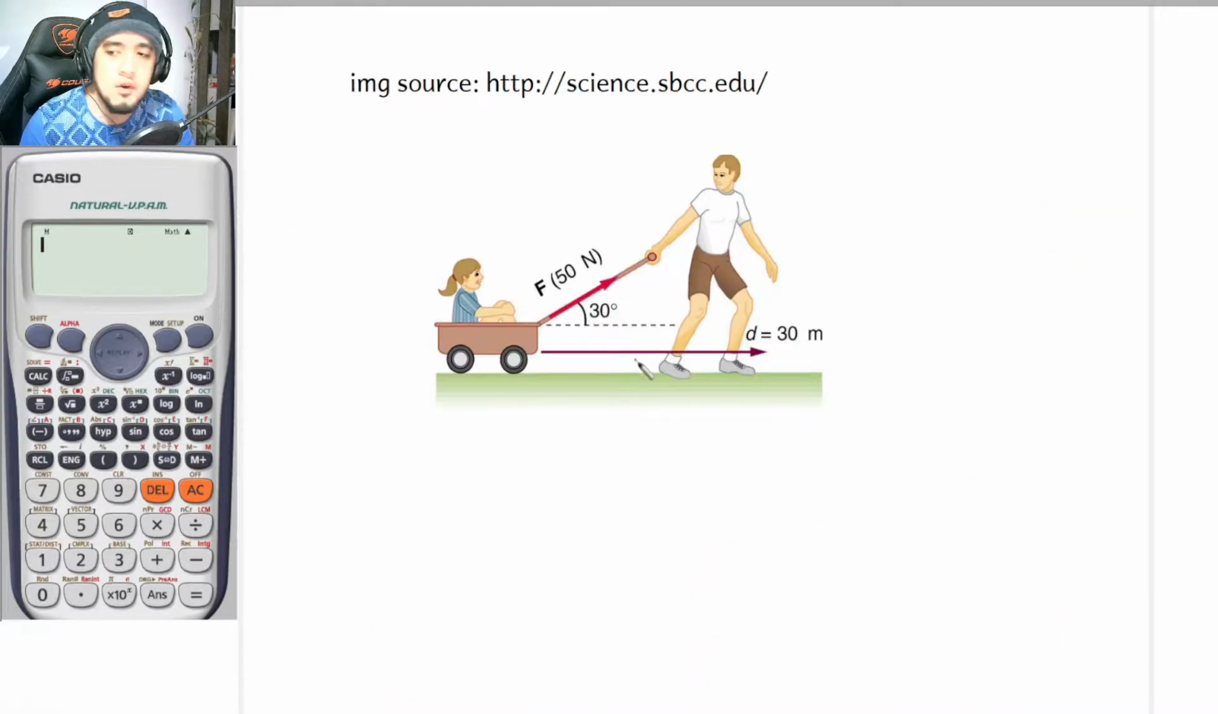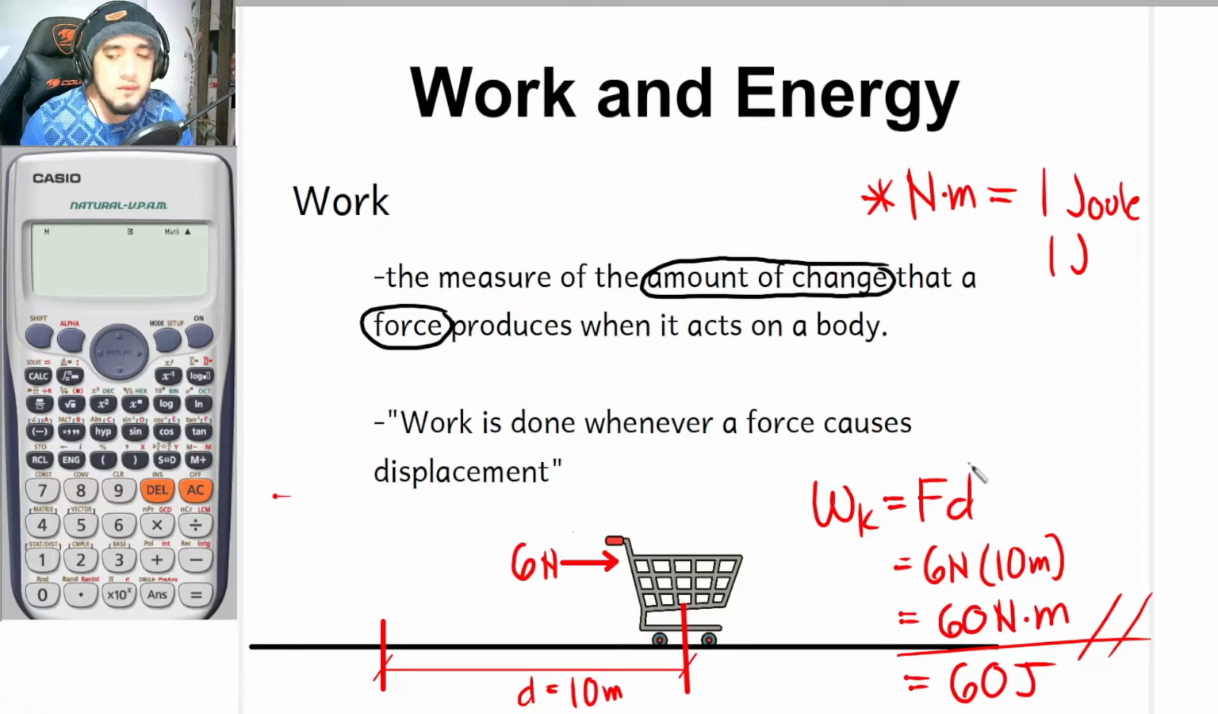But what if we have this particular setup? Credits to science.sbcc.edu for this figure. As you can see, the force F here is acting about an incline, but the displacement is horizontal. Once again, if you are to solve for work, that should be force times displacement, but the force F and displacement D should be parallel and in the same direction.